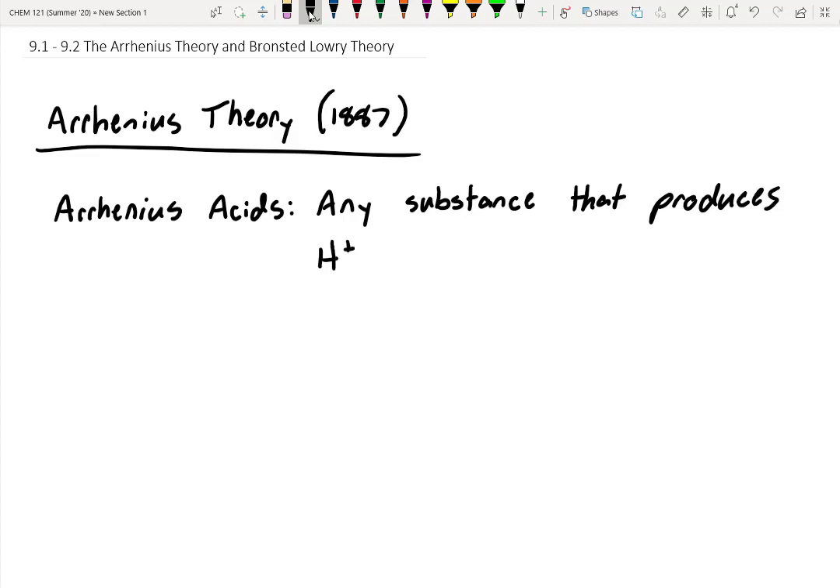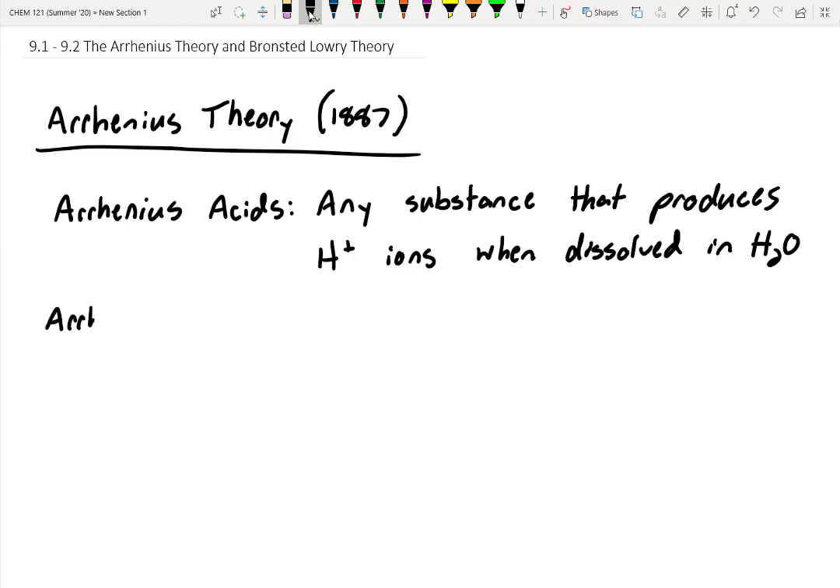Produces H plus ions when dissolved in water. Okay, and I'm going to put a little asterisk here next to the H plus. It's really not the case that we produce H plus ions, and he didn't know this at the time, but he was fairly convinced that we were producing H plus ions in water. But it's a little bit different than that. We'll talk about that in a second.